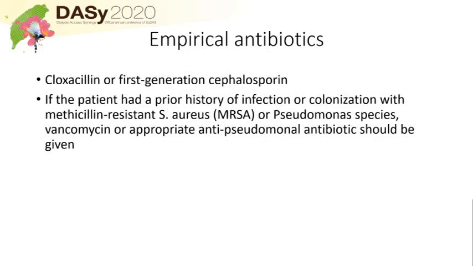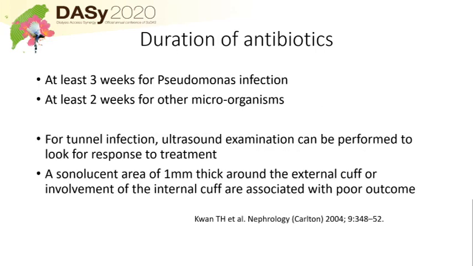The empirical antibiotics of choice for exit-site infection would be cloxacillin or first-generation cephalosporin. However, if the patient had a prior history of infection or colonization with MRSA or Pseudomonas species, vancomycin or appropriate anti-pseudomonal antibiotics should be given instead. Most exit-site infections require a 2 week course of antibiotics, except for Pseudomonas infection, where the course of antibiotics has to extend to 3 weeks.